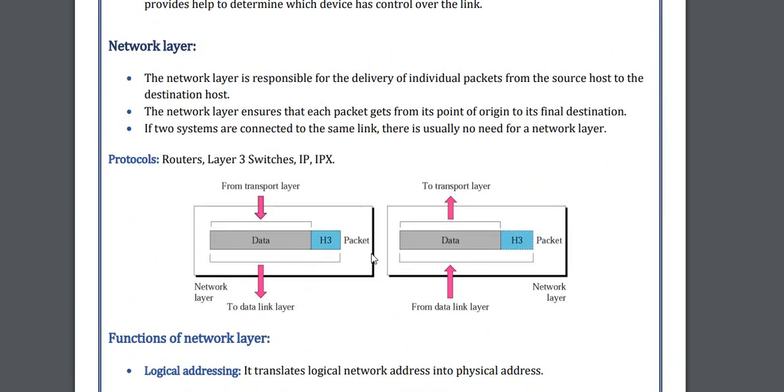In the network layer we have a packet. Here the data is known as packets, and we have data and a header. And here we use devices and protocols such as routers, layer 3 switches, IP and IPX.